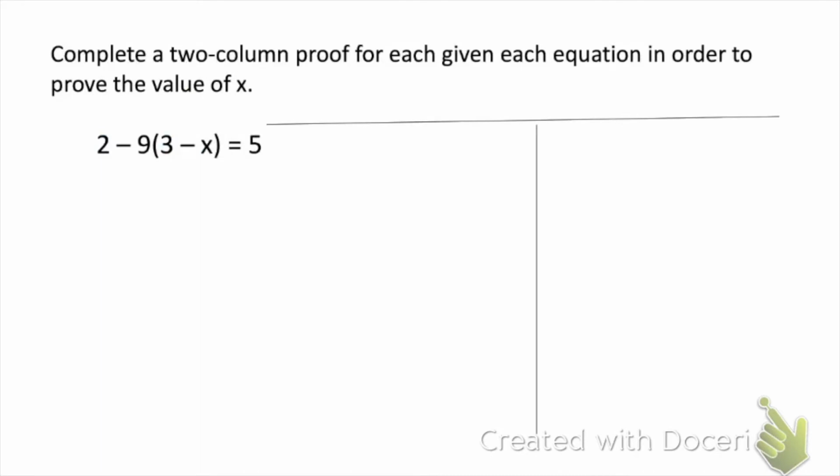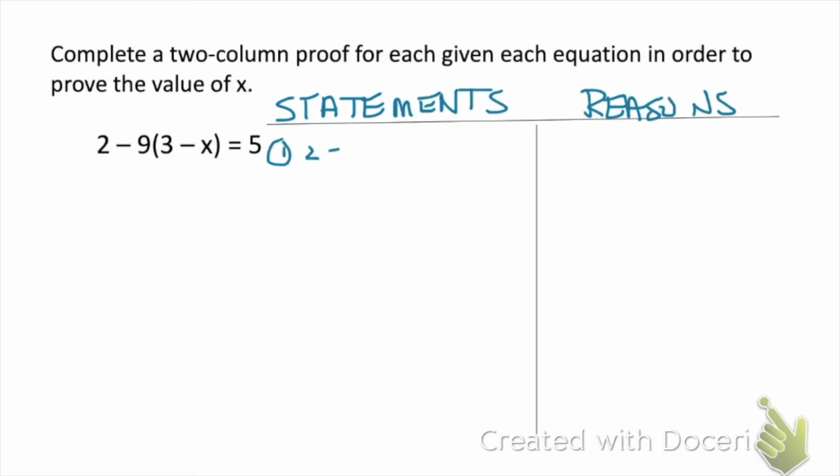Now that you've practiced your algebraic properties, let's put those together to do a proof. Remember, the first part of a proof is that we always want to write statements and reasons on our columns, so make sure we have that. Our first statement is always the given, which in this case is our equation, and our first reason is just going to be given. From here, we can start solving our equation.